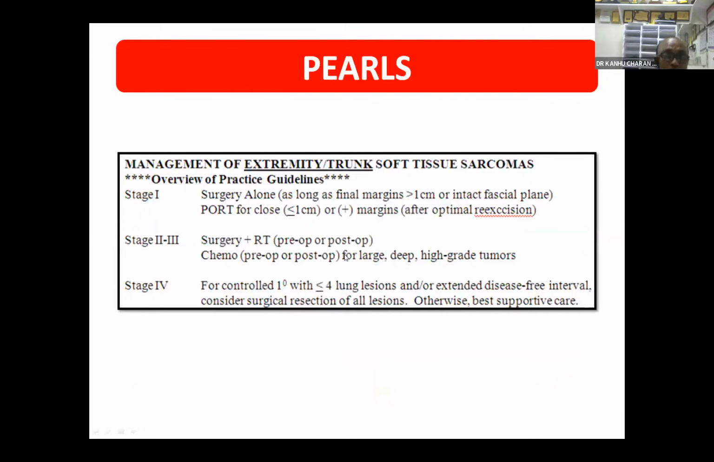So what is the thing? Surgery alone is for stage 1 with a tumor of 1 centimeter with intact fascial plane, or more than 1 centimeter. Consider radiation for a close and positive margin, but after optimal re-excision. If you repeat re-excision and the positive margin keeps coming, then you can go for radiation. In stage 2 and stage 3, surgery plus RT, pre-op and post-op, with chemo for large and deep high-grade tumors. Stage 4, you can go for oligometastatic disease. You can go for the primary site as well as the metastatic sites.